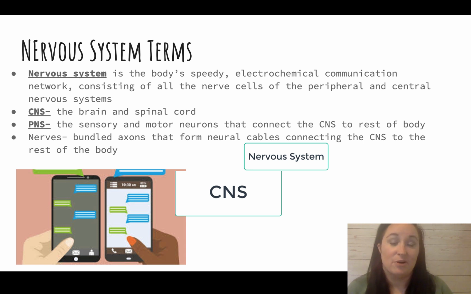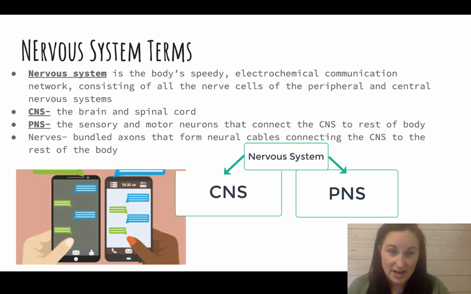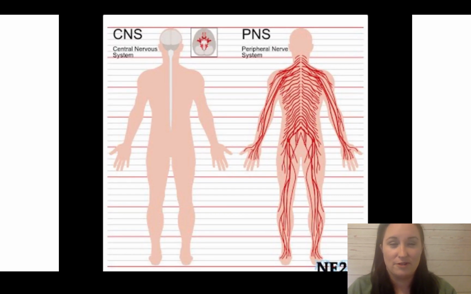And then there is the peripheral nervous system, or the PNS, and that's everything else, the rest of the nervous system. If you think of the word peripheral as the outer aspect of whatever you're talking about, like your fingertips and your toes, those would be your peripheral parts of your body, for example. So here's an example. On the left, central nervous system, there's your brain and your spinal cord, and on the right, your PNS is everything else, all the rest of our nerves.